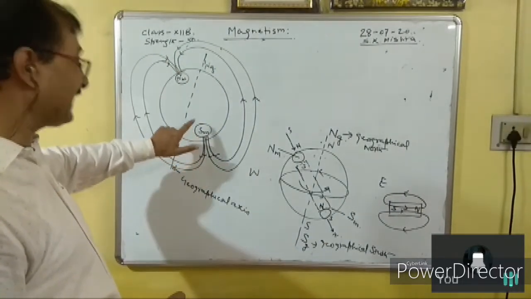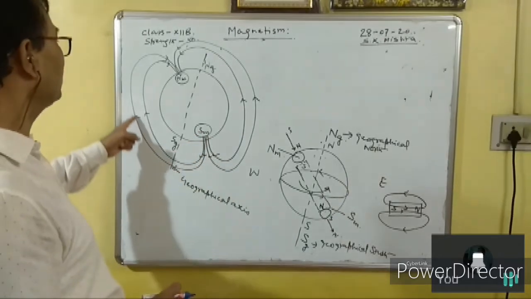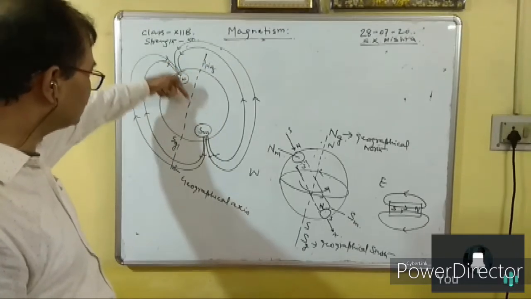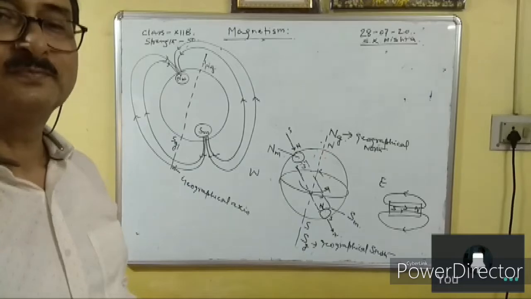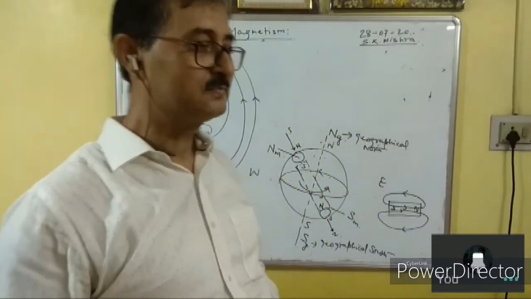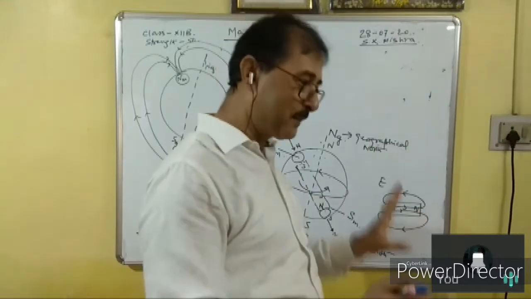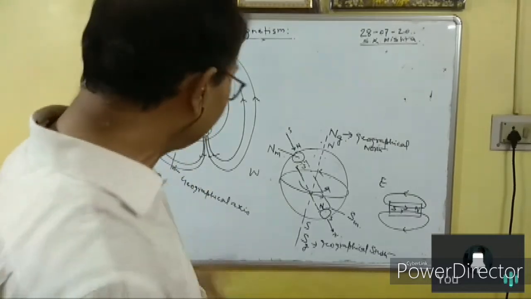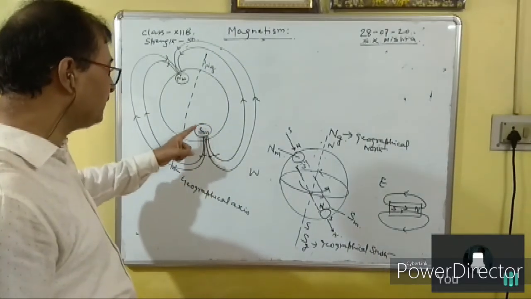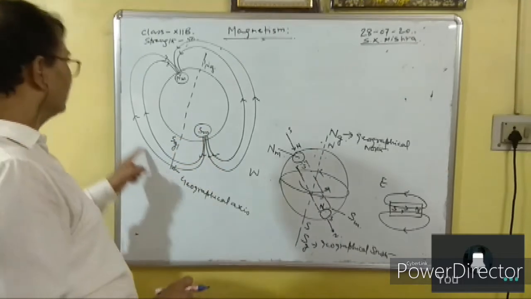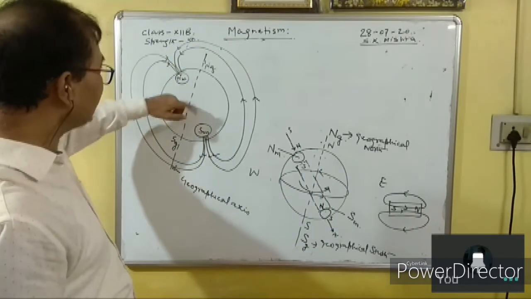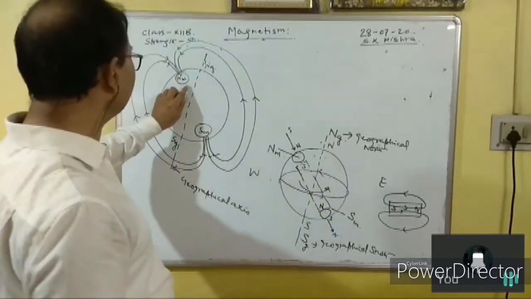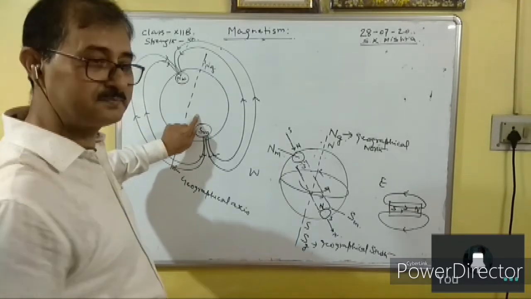In the downward direction, this position will be south. The needle will dip, the north pole will dip along this direction. So this is magnetic north and this will be magnetic south. Should I write it as SM? South magnetic, that is magnetic south.